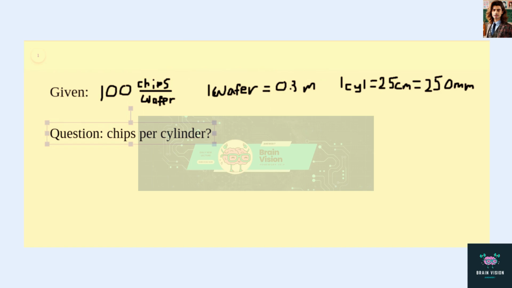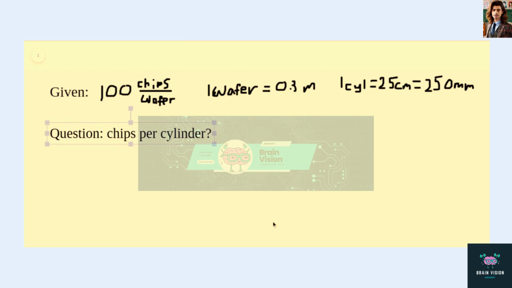Okay, our question says that computer chips etched on circular silicon wafers of thickness 0.3 millimeters are sliced from a solid cylindrical silicon crystal of length 25 centimeters. If each wafer can hold 100 chips, what is the maximum number of chips that can be produced from one entire cylinder?